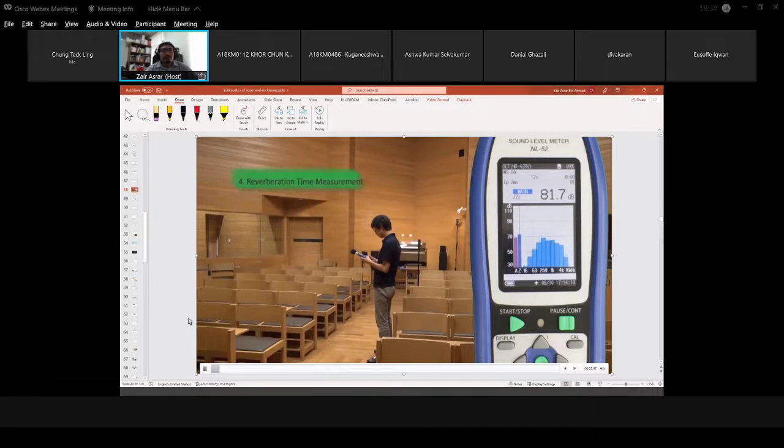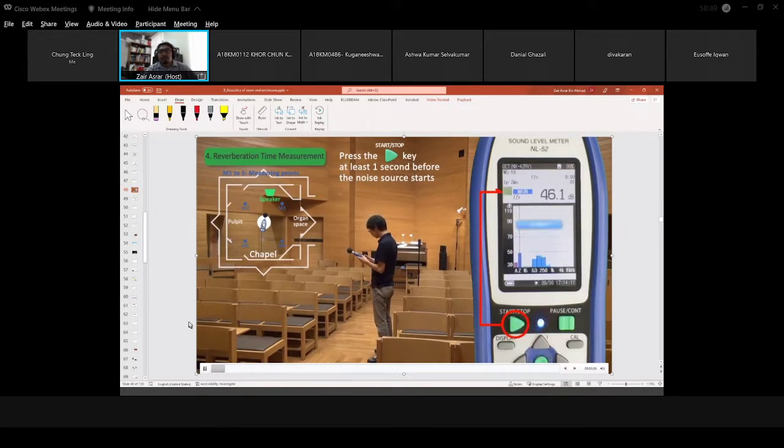Reverberation time measurement. Press the start key at least 1 second before the noise source starts. The unit goes into trigger standby mode. The measurement data is stored starting from 1 second earlier than when the trigger level is exceeded. The measurement store address is shown on the right.